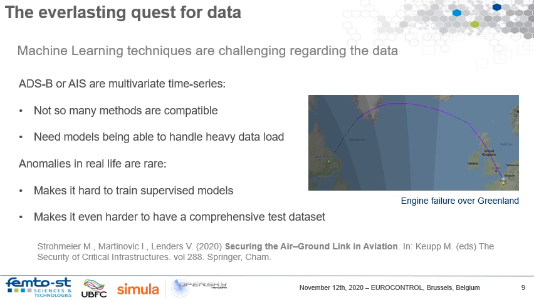The data have to be available and of good quality. Furthermore, the ADSB and the AIS are multivariate time series, which means not all methods and models are compatible with them, and the models have to be able to handle heavy loads of data. Another problem is that anomalies in real life are rare. We don't see them that often, which makes the datasets for training supervised models uneven, which can create problems for the training, and it makes it even harder to have a comprehensive test dataset for unsupervised models, which makes it complicated to really assess their capacity for detecting anomalies.